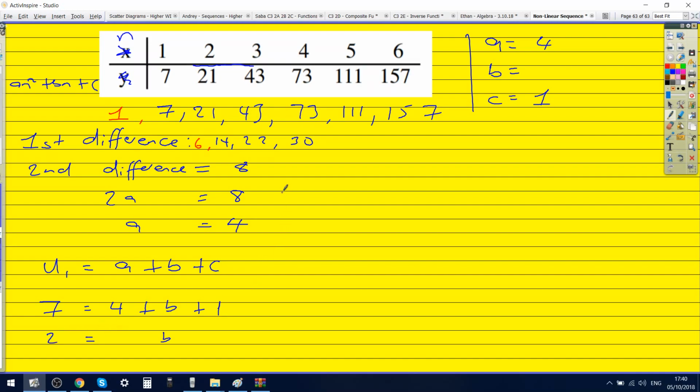And so what's our final answer for the nth term? It would equal 4n squared plus 2n plus 1. Well done. So in general, find the second difference and then half it to get A. Use the first difference to get the 0th term, which is C. And then the first term, 7 in this case, is always equal to A plus B plus C. And solve it from there.